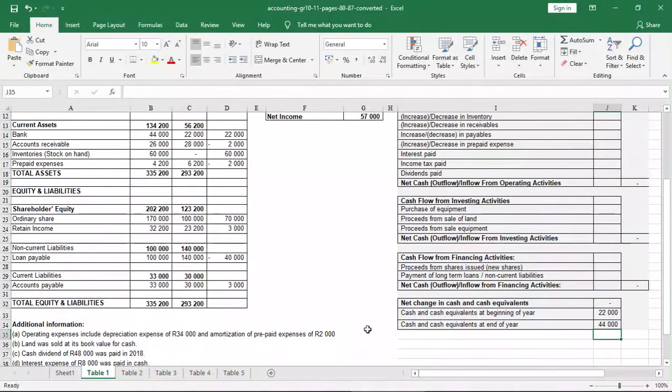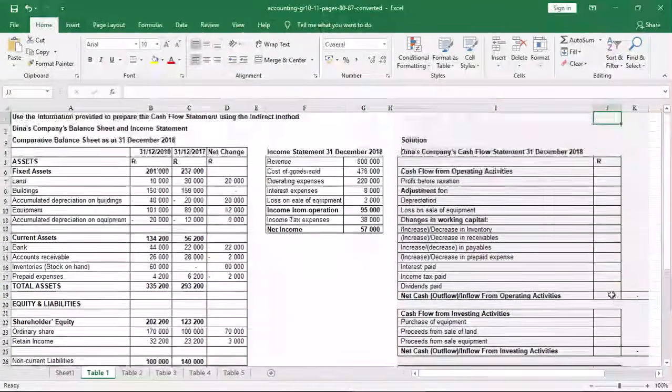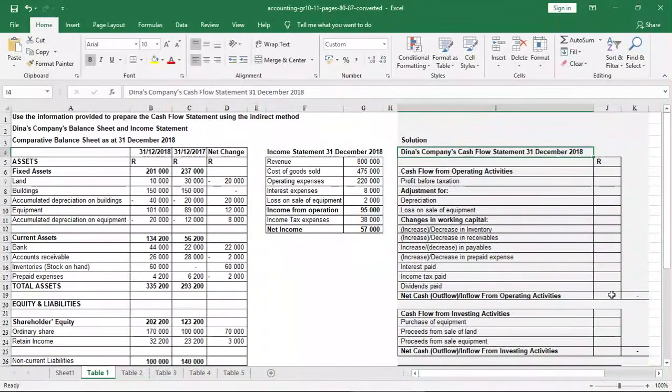So from plugging in those two, we know that our final figure, or our net change in cash and cash equivalent, has to equal 22,000, because 22,000 plus 22,000 equals 44,000. So if it doesn't equal 22,000 at the end of our calculations, then we know we've done something wrong somewhere and we need to go back. But it's always good to start there by plugging in those figures that you're already given. So let's begin at the top. Here we have Dina's cash flow statement at December 31st, 2018, which we're asked to do.